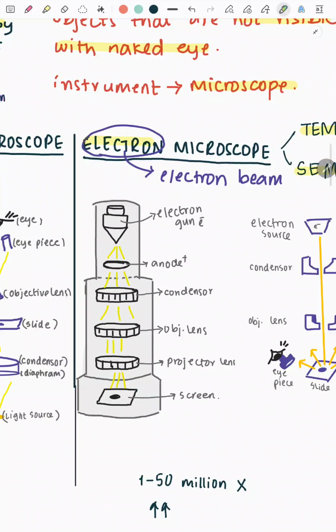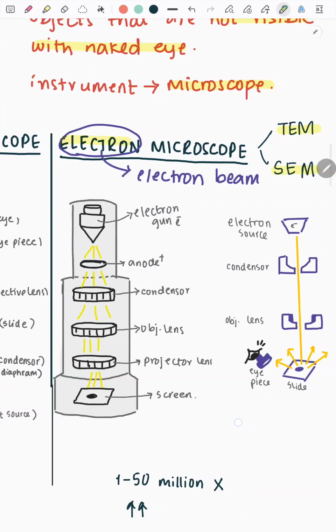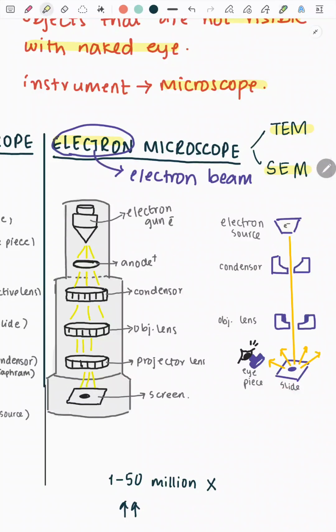Now, talking about the electron microscope, it has an electron gun, an anode, a condenser, an objective lens, a projector lens, and the screen. The screen is where the image is viewed. The electron gun acts as an electron source. It transmits electrons that are accelerated by the positively charged anode. The condenser condenses the beam of electrons, that is, it narrows down the path, and transmits them to the objective lens. The objective lens transfers them to the slide. As soon as these electrons strike the object, different rays are emitted in different directions. These rays are converged by the objective and the projector lens.